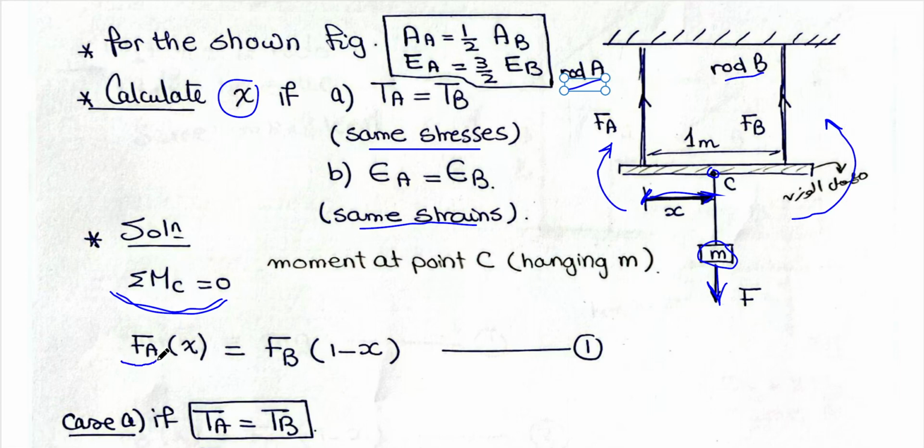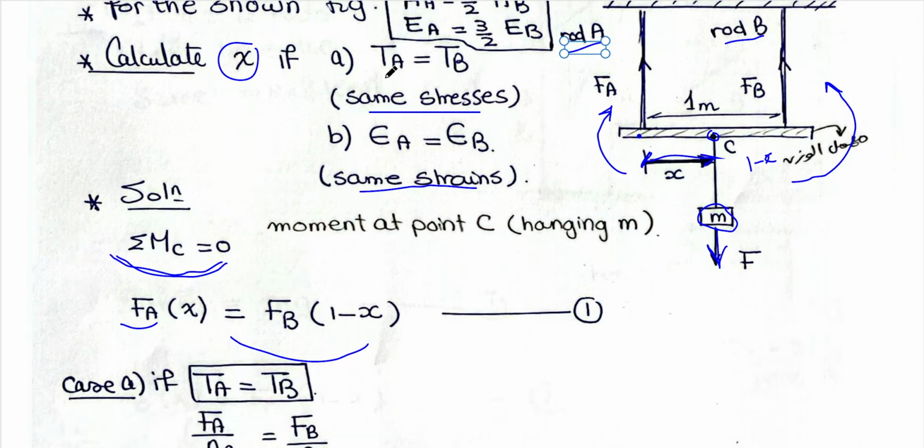So FA multiplied by the distance between point C and rod A, which is x, equals FB multiplied by this distance, which is 1 minus x. Because it's given the distance between rod A and rod B is 1 meter. This is the equation of moments, and it is applied because of equilibrium.